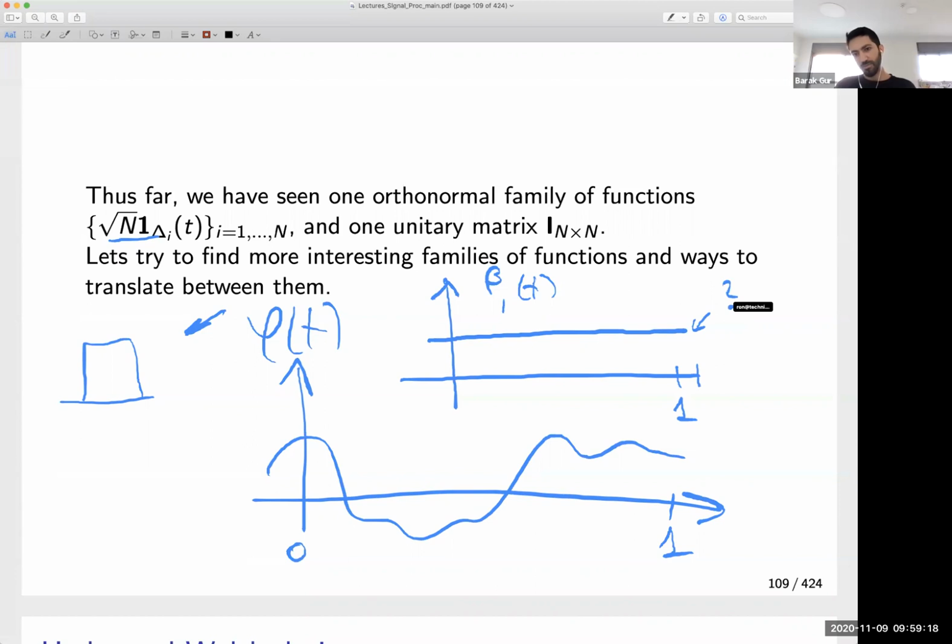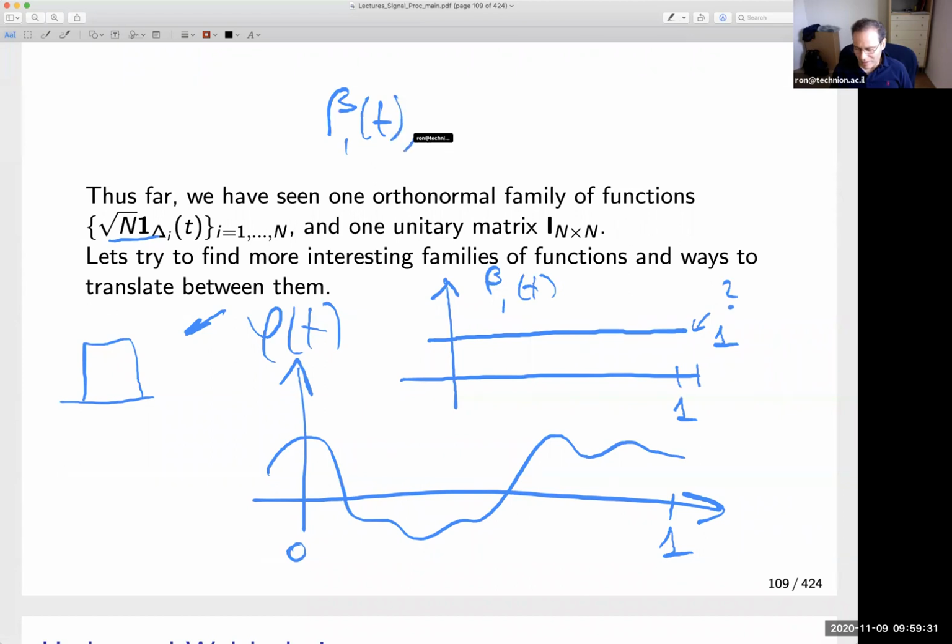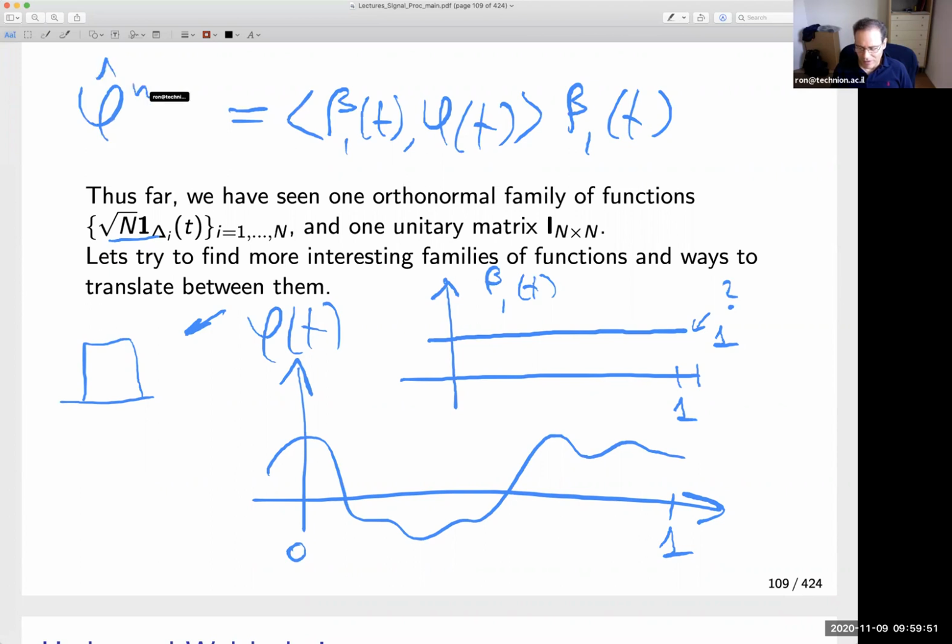1. 1, okay. So the most trivial function would be a constant function that would allow me to do the inner product of this one with that one. This would be the coefficient, so it would be the average of the signal, and it would multiply my beta 1 of t, which would be nothing but a constant. Okay, so this is my first order approximation for n equal 1 of this function with this kind of a basis.